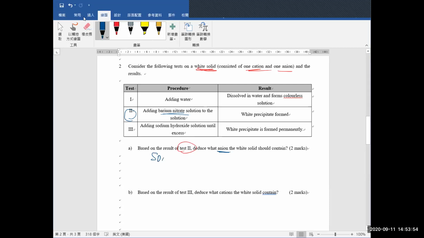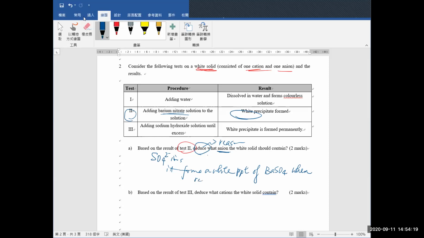It is sulfate ions. If you want to talk about deduce, it is always with reason. So you may see it forms a white precipitate of barium sulfate when reacted with barium nitrate solution. Do you mean that? Any other possibility? Is it the only choice, right? Is it the only answer?